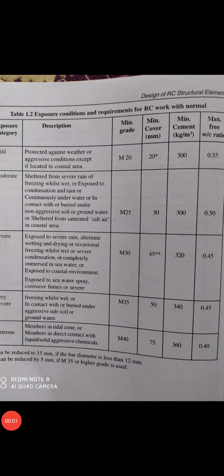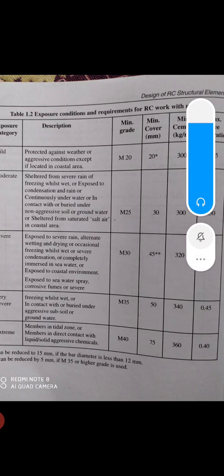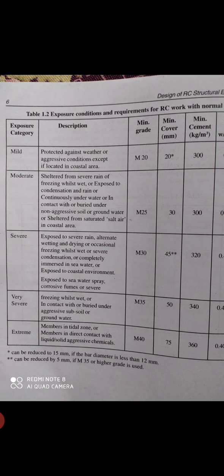The next table shows exposure conditions and requirements of RC work with normal. So you can see that in that table, the exposure categories given are 4-5 categories: mild, moderate, severe, very severe, and extreme.